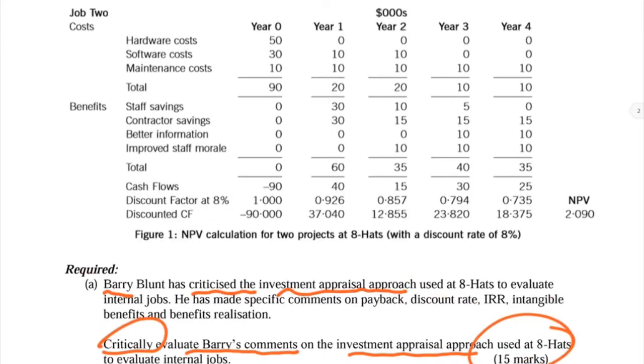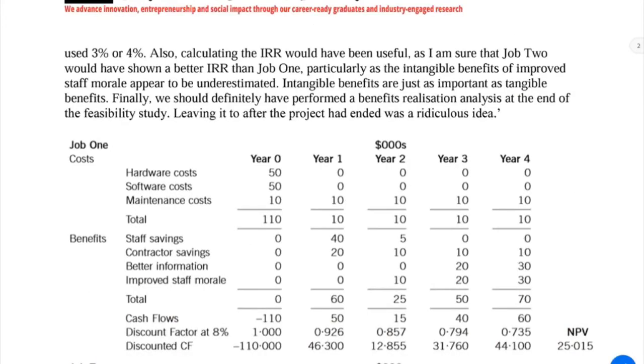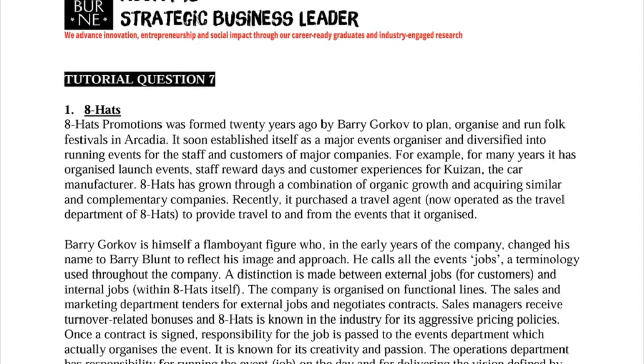In part A, you have to discuss what Barry criticized. Do you agree with Barry? If you do not agree with Barry, then please correct Barry. Okay, now let's start from the beginning of the question. From the start of the question, the first paragraph as usual mentions a little bit of history on the company background.